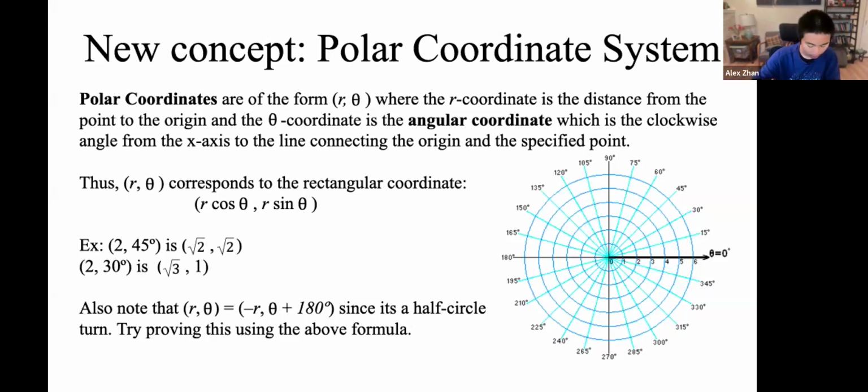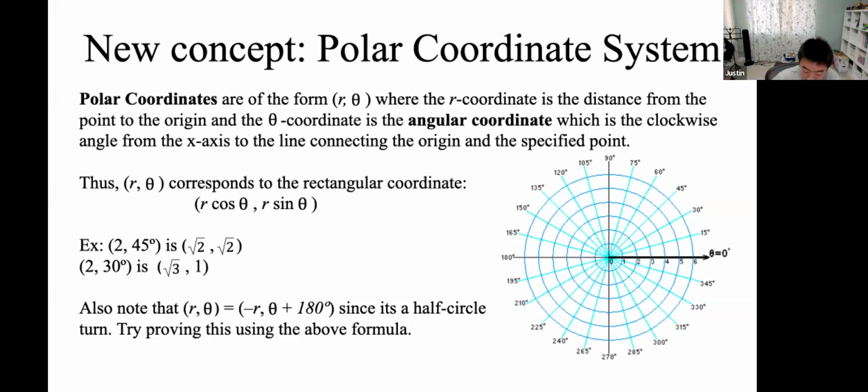So next, we'll just talk about some more concepts about polar equations, polar coordinates. Okay, so we found a way to turn polar coordinates into rectangular coordinates. So here are some examples so you can try them.